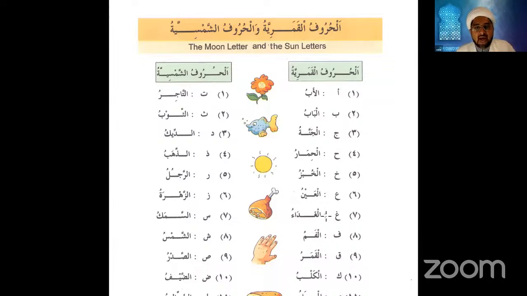When you pronounce alif lam, which is joined to a noun completely, al-qamaru, al-babu, al-jannatu, al-himaru, when the alif lam is pronounced completely, it's called the moon letters. But when the alif lam is joined to a noun and the lam becomes silent, then it is called the sun letters, like the word ash-shams, so the lam is becoming silent. So there are 14 sun letters and 14 moon letters.